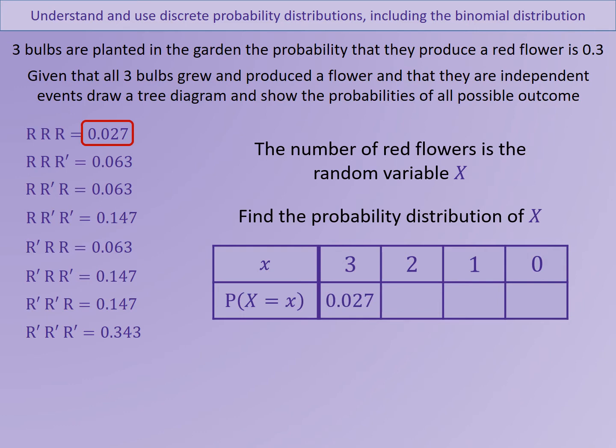So there is only one way of getting 3 red flowers, and that's the first probability there. If we want 2 red flowers, there are 3 different combinations here, and we need to add those 3 probabilities together. To get 1 red flower, we have another 3 possibilities, add those together, that gives us 0.441. And there is only one way that we can have no red flowers at all, and that's the bottom probability.